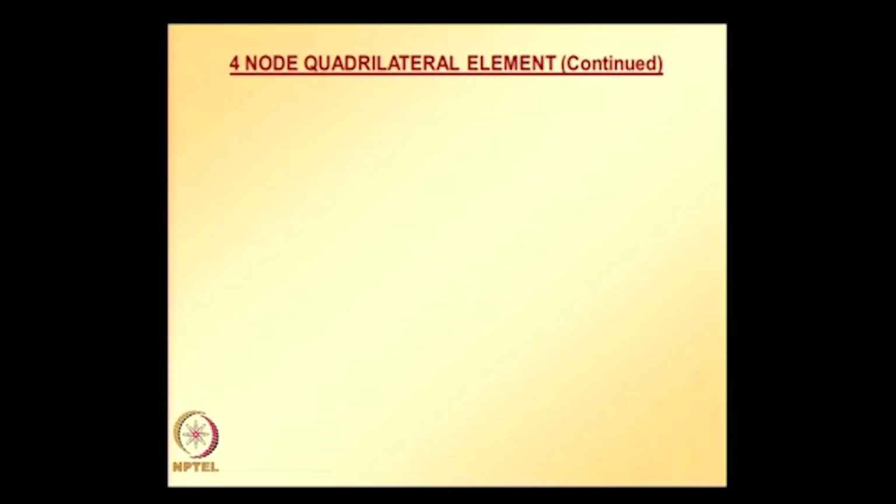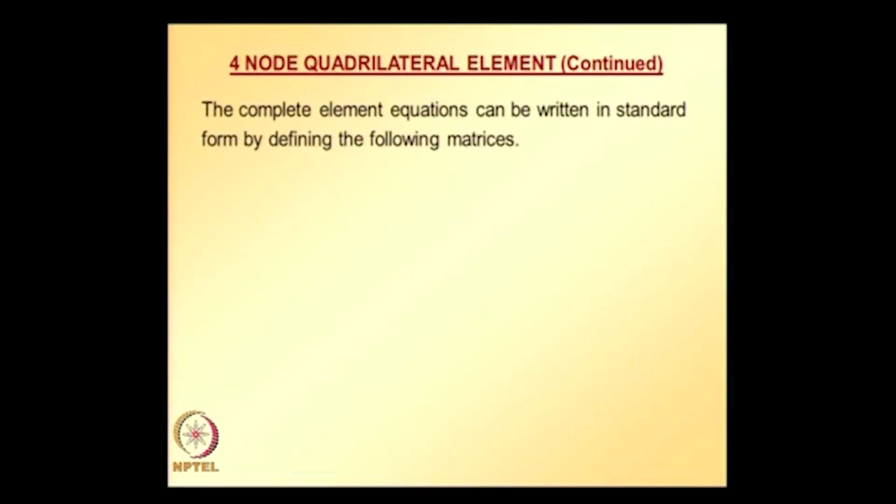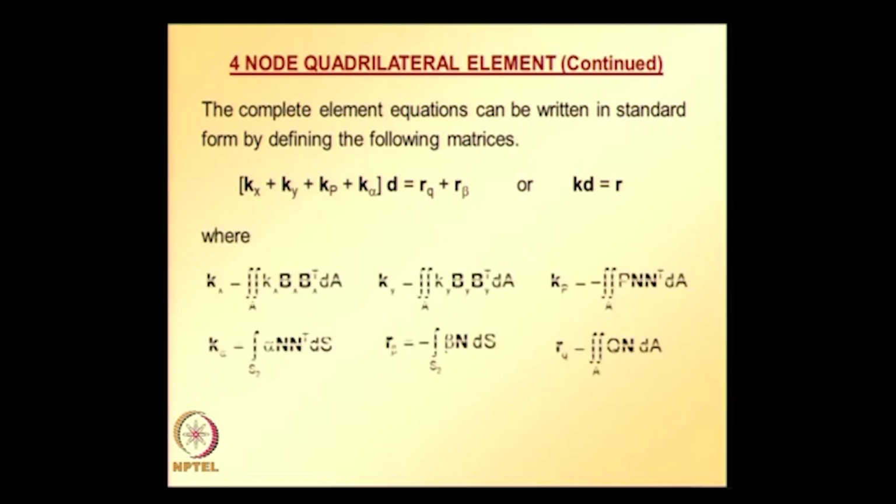I will just briefly summarize what we have done in the last class. So, the complete element equations can be written in standard form by defining following matrices, in which each of these quantities kx, ky, kp, k alpha, rq, r beta are defined here, and this equation can also be compactly written as Kd equal to r, where contribution to K comes from kx, ky, kp, k alpha, and contribution to r comes from rq and r beta.